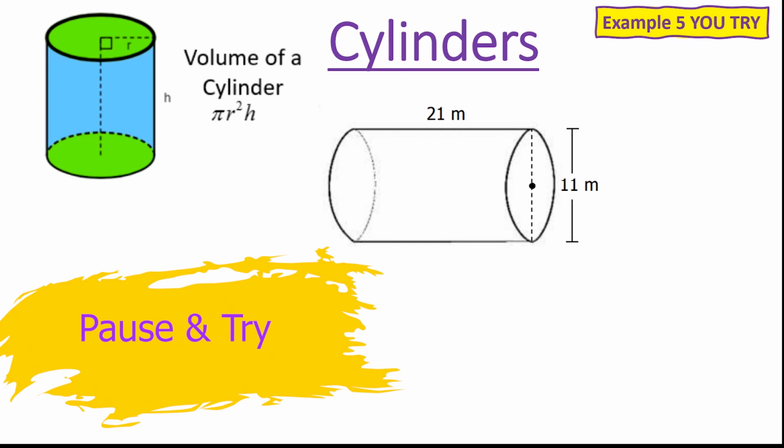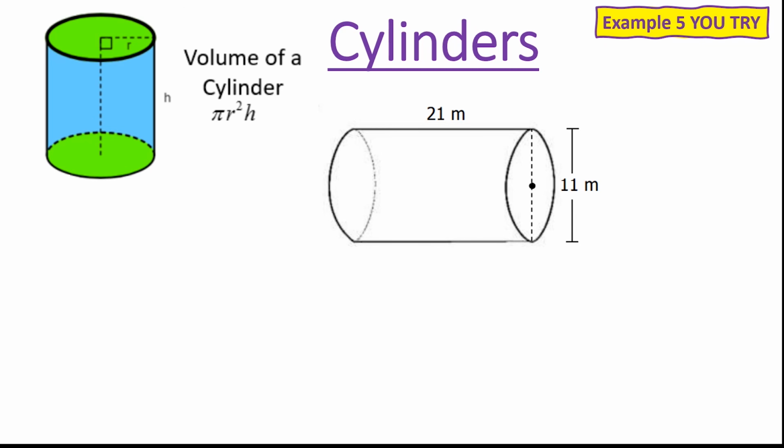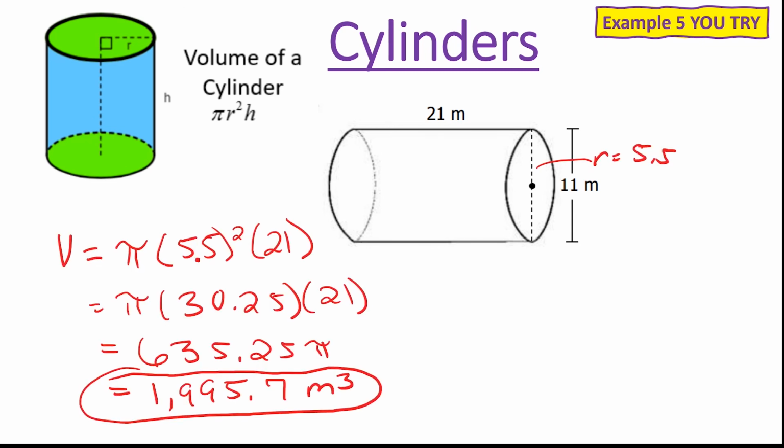So of course, I want you to try a problem on your own, so go ahead and pause the video and try to find the volume of this cylinder here. All right, so you should have gotten 1,995.7 meters cubed. Hopefully you got it correct. If not, pause the video and analyze the work here just a little more.